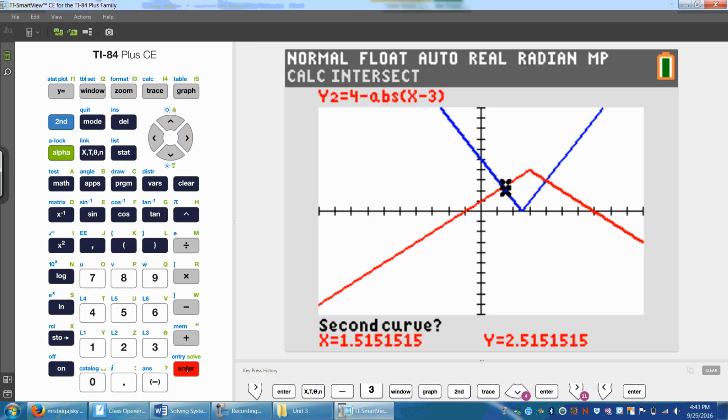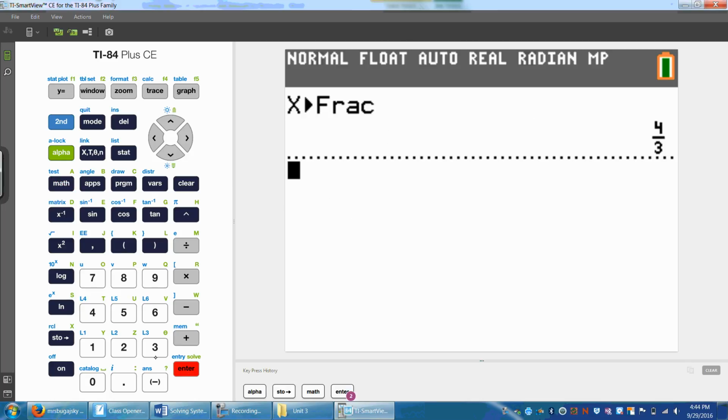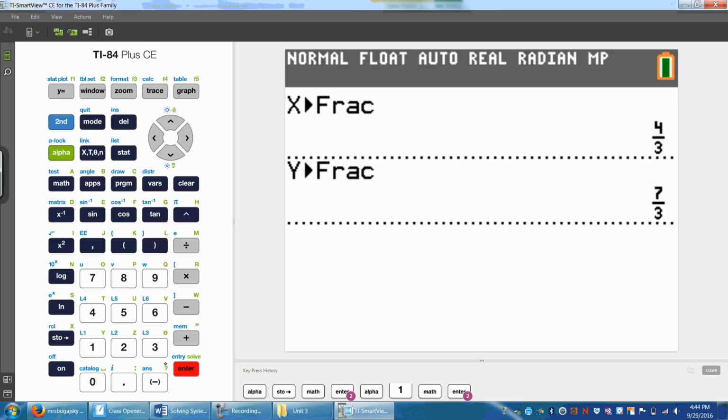Hit enter. Then it'll move it to the red graph, hit enter again, and it'll say guess, so hit enter one more time. My intersection point is down here at the bottom. I happen to know that 1.3 repeating is 4 over 3, but what you could do is go to your main screen and type alpha and find the letter X. Math, enter, enter, will change that value to a fraction for you. I can also do alpha y, math, enter, enter, and my coordinate is at 4/3, 7/3.